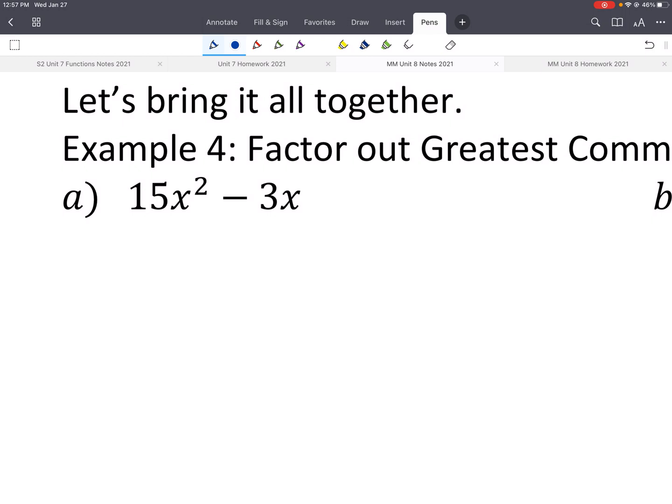So looking here, we look at the numbers. It looks like we could divide all of them by 3. For the variables, we can take an x from both of those. So that means we need to divide everything by 3x. So 15 divided by 3 is 5. We have x squared over x. That leaves us with 1x. And then on the right side, negative 3 divided by 3 is a negative 1. And x divided by x, those cancel, or it's equal to 1. So 1 times 1.